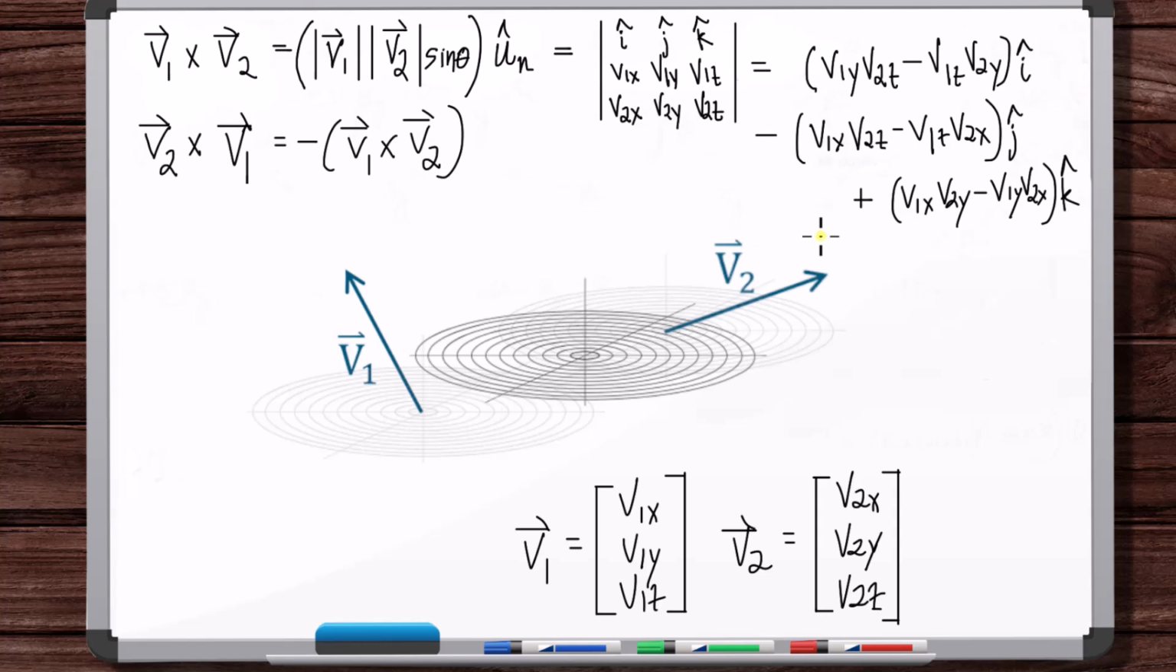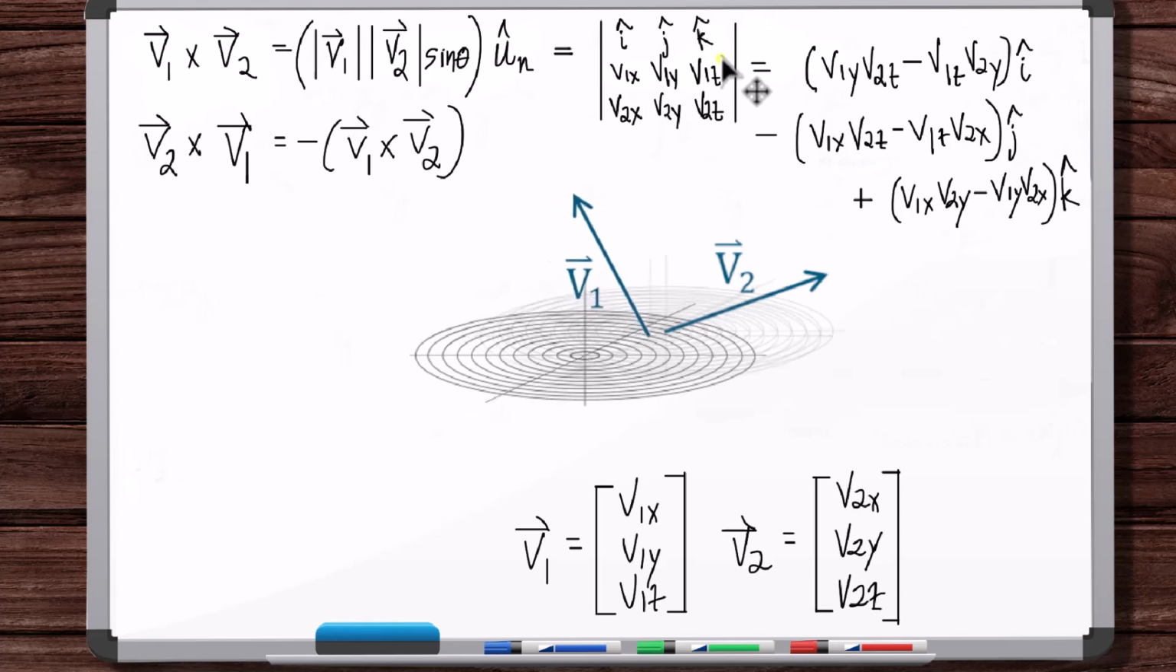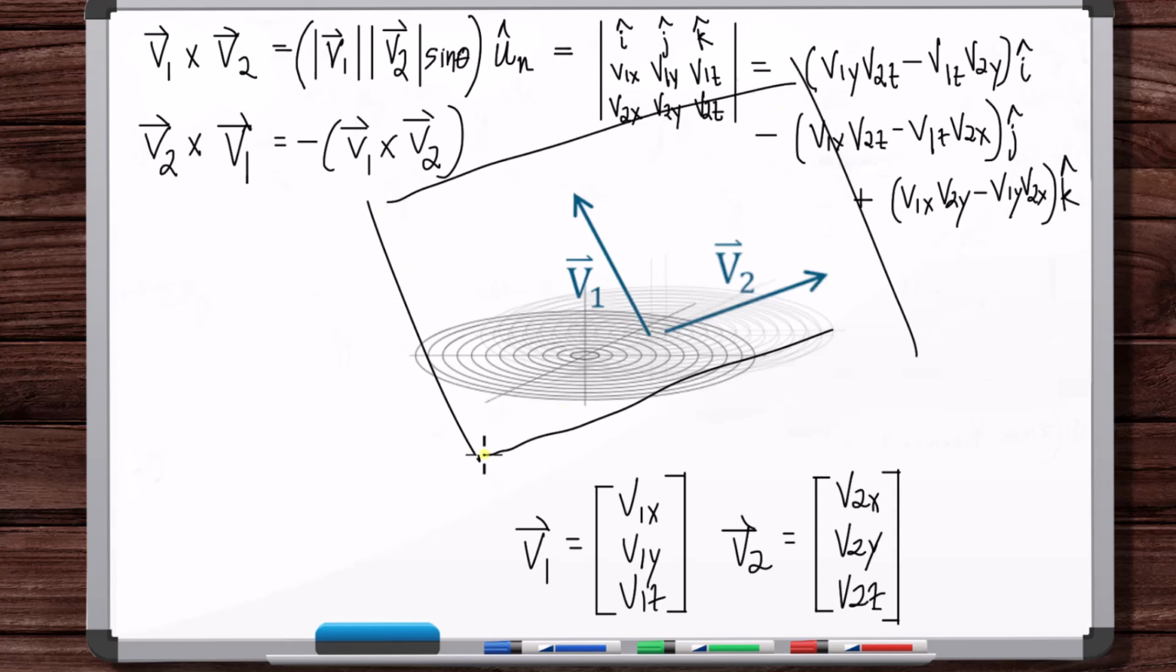And the result is that this vector is going to be perpendicular to the plane containing V1 and V2. It doesn't matter what coordinate system we're in. This is going to be the result. It's going to be perpendicular to the plane containing V1 and V2. So there's V1 and V2, here's some plane, perpendicular to this plane. And in this case, by the right-hand rule, it would be into the page, like below the plane. That's going to be the direction. And the magnitude is going to be this.